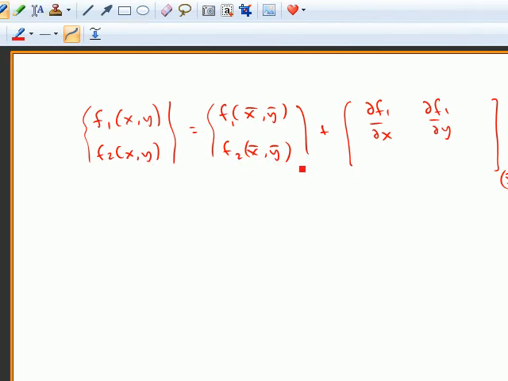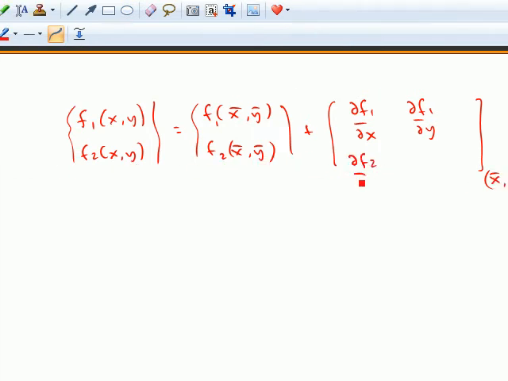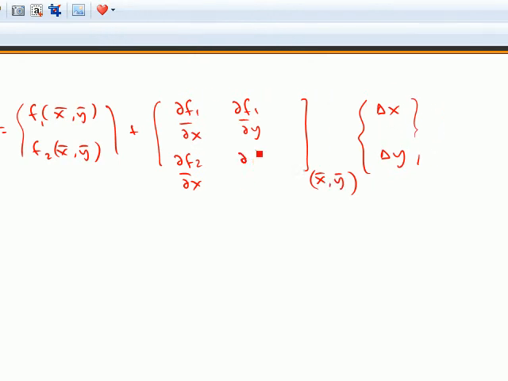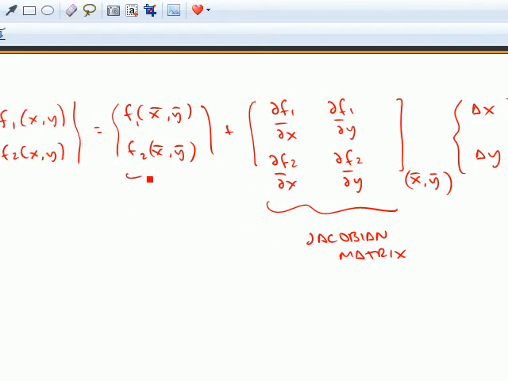f2 is going to be f2 at the initial guess plus an x slope evaluated at the guess times delta x plus a y slope times delta y. So here is what's called the Jacobian matrix, this matrix of slopes. Here is the function evaluated at our guess, which, unless we're extremely lucky, is going to be non-zero, and that non-zero value is called the residual.